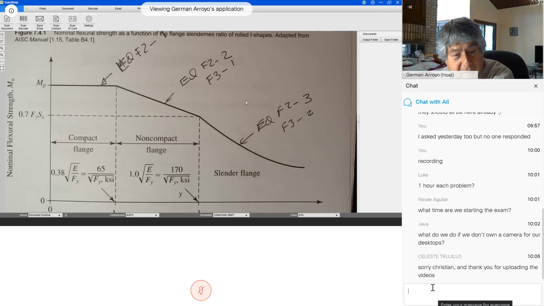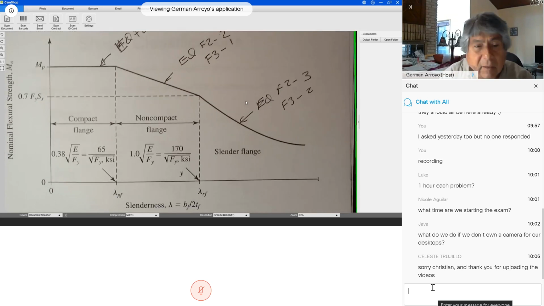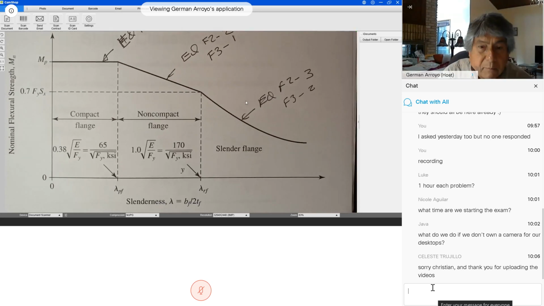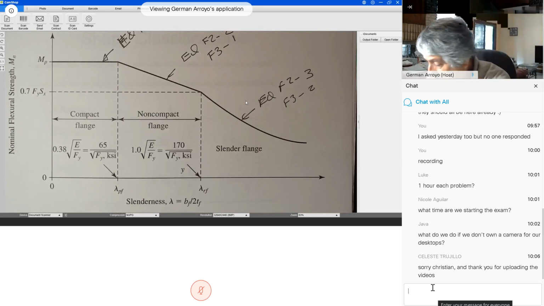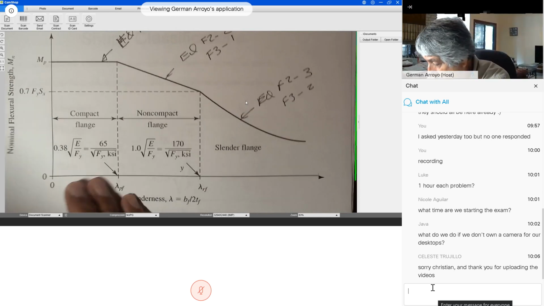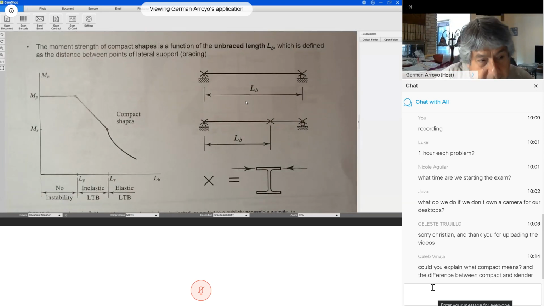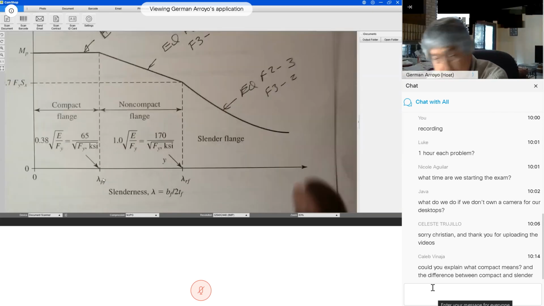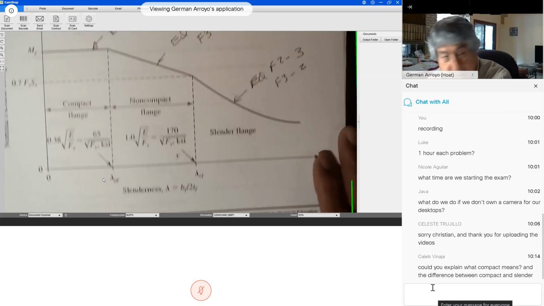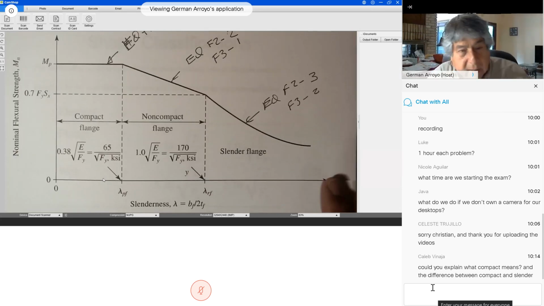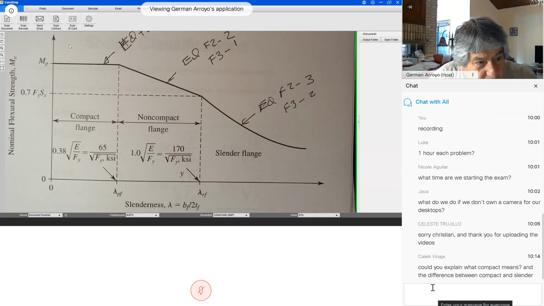So based on the lambda, this is very similar to the previous sketch. Look, this is the previous one. It had M sub P, M sub R. It had L sub P and L sub R. This one, it had M sub P, but M sub R, you're gonna see that it's called 0.7 Fy Sx.